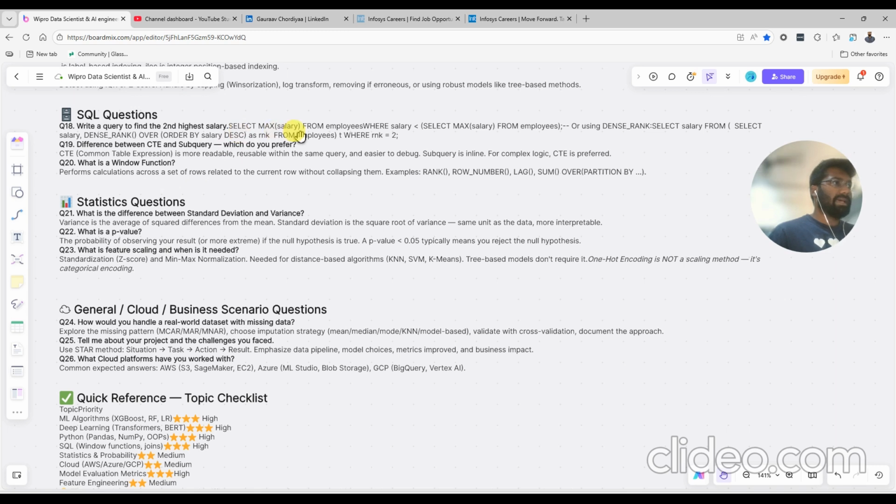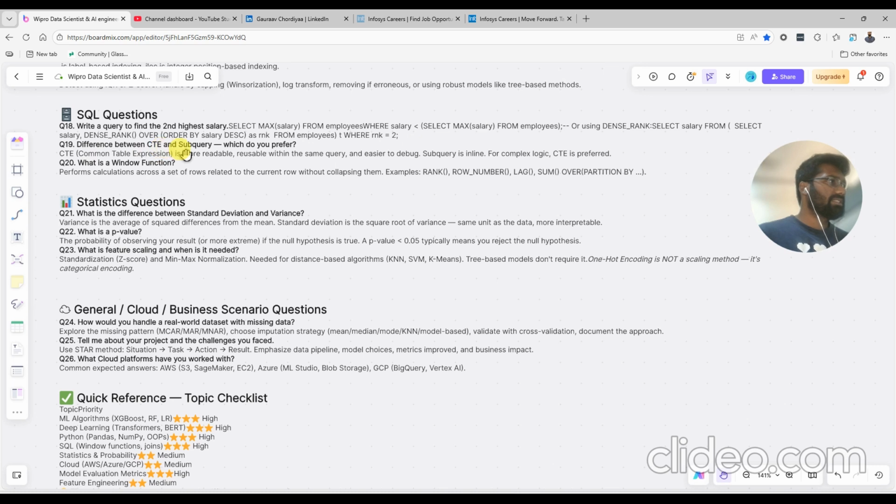Okay, select max salary, so maximum salary from the employee where the salary is less than the select max salary. It is an inner query, and this is the outer query. So from that we get the second highest. Or you can use dense rank. Select salary from (select salary, dense rank over order by salary in descending order as rank from the employee) where rank is equal to 2, so we'll get the second highest salary. You can use both of them and give the answer.